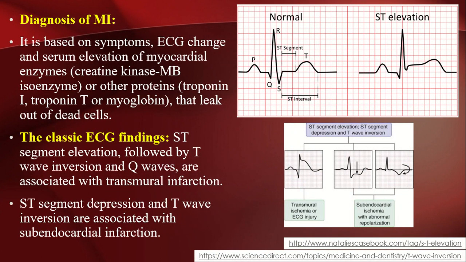The diagnosis of myocardial infarction is based on symptoms, electrocardiographic change and serum elevation of myocardial enzymes, that is, creatine kinase MB isoenzymes, or other proteins such as troponin I, troponin T or myoglobin, that leak out of dead cells. The classic electrocardiographic finding is the normal PQRST complex, but in myocardial infarction, especially in transmural infarction, we find elevation of the ST segment, and in subendocardial ischemia, depression of the ST segment.